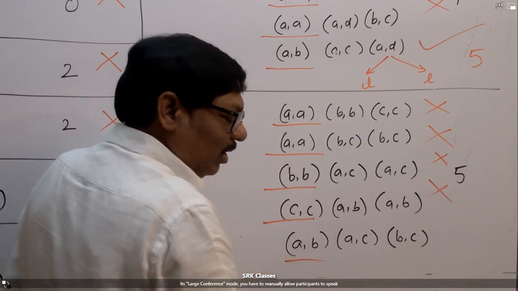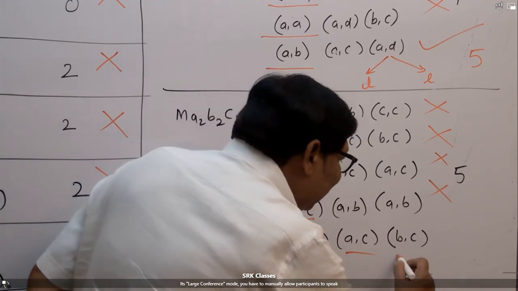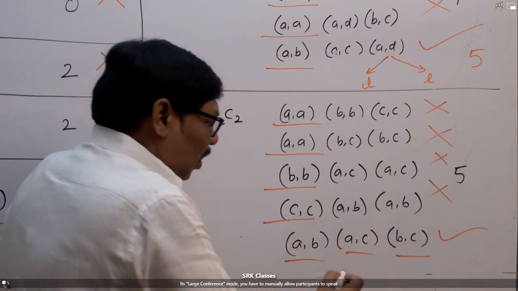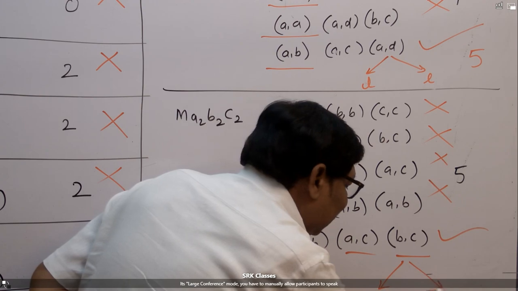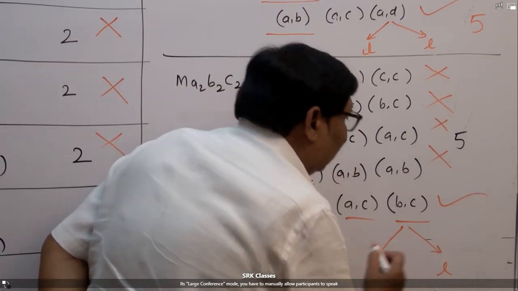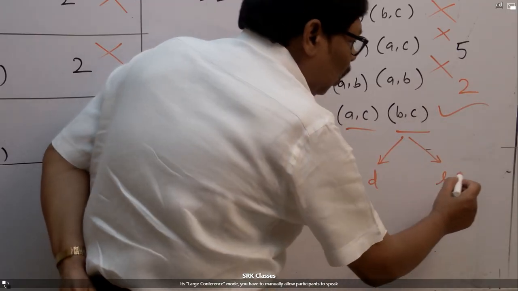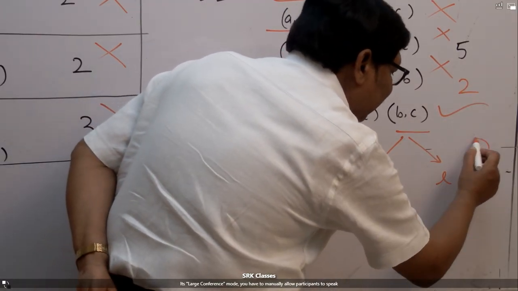Look at the next one. AB is different, AC is different, BC is different. Therefore, it shows optical isomers. So, the number of optical isomers is 2. Once again, one is D, the second one is L. Geometrical isomers are 5, optical isomers are 2. The total number of stereoisomers is 6.